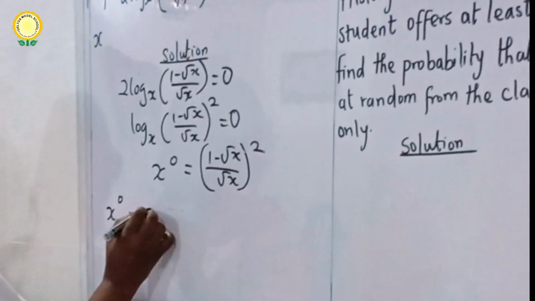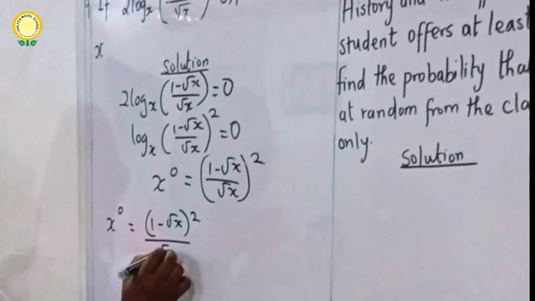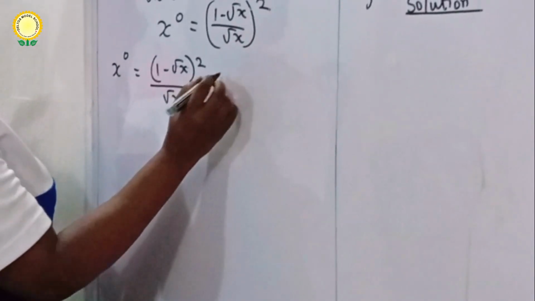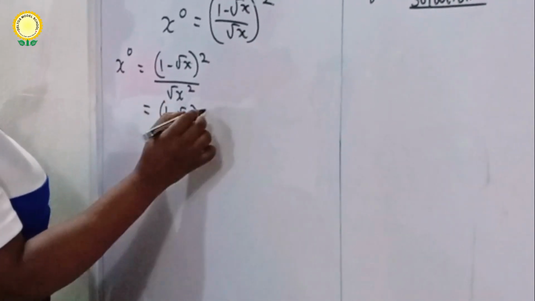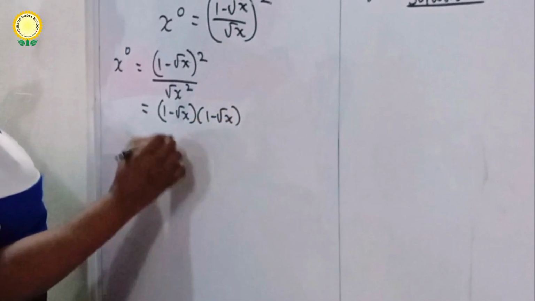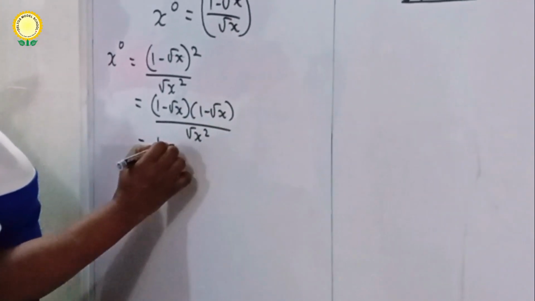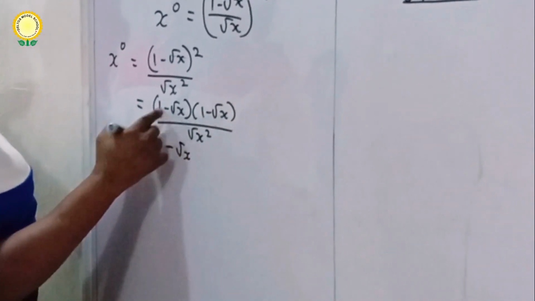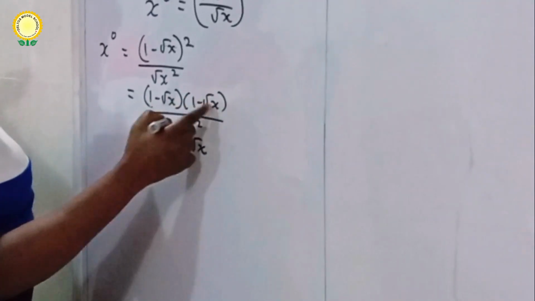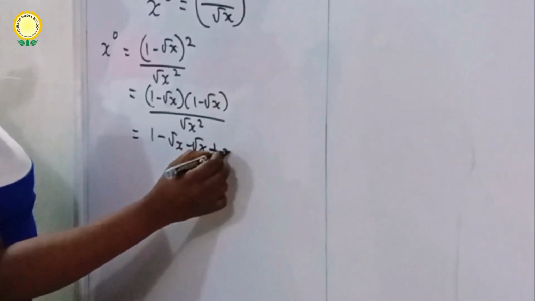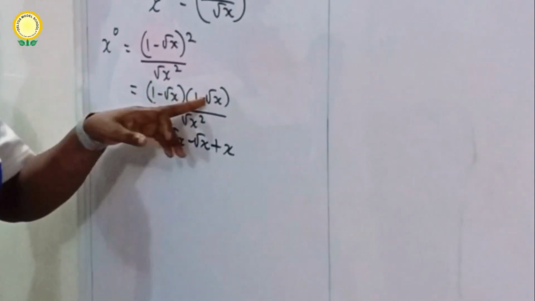x raised to the power 0 equals (1 minus square root of x) squared over (square root of x) squared. Let's bring it down: (1 minus square root of x)(1 minus square root of x) over (square root of x) squared. That will give us 1 minus square root of x, 1 times 1 is 1, minus square root of x, minus square root of x. Then square root of x times square root of x will give you x. Minus times minus will give you plus.